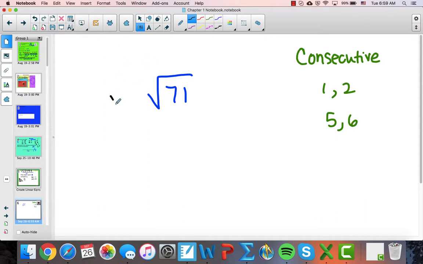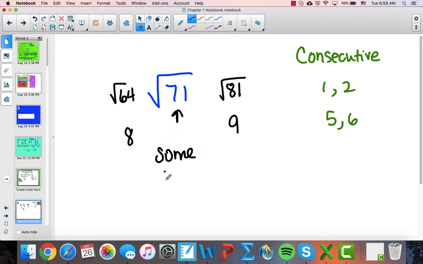So I know that the square root of 64 is 8. And it's a little bit smaller than 71. So I go to the next consecutive square, which would be 9 squared, which is 81. The square root of 81 is 9. So I know that 71 is somewhere in between 8 and 9.